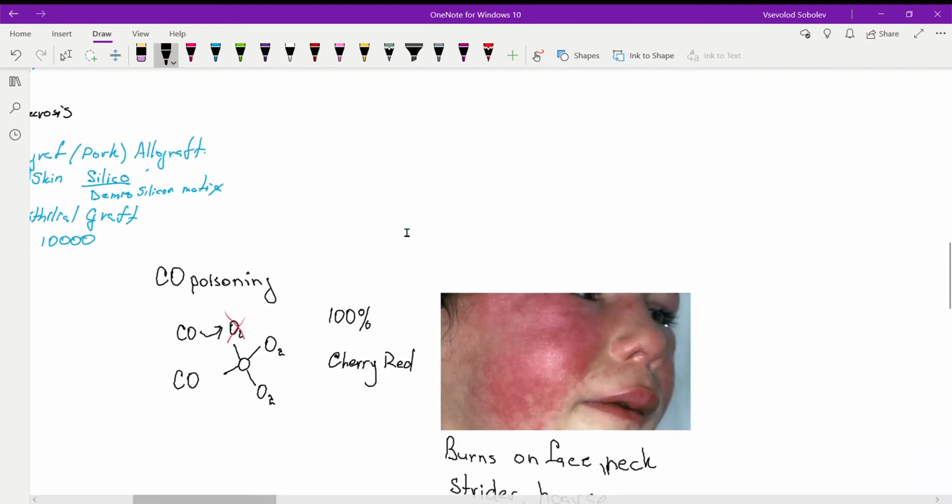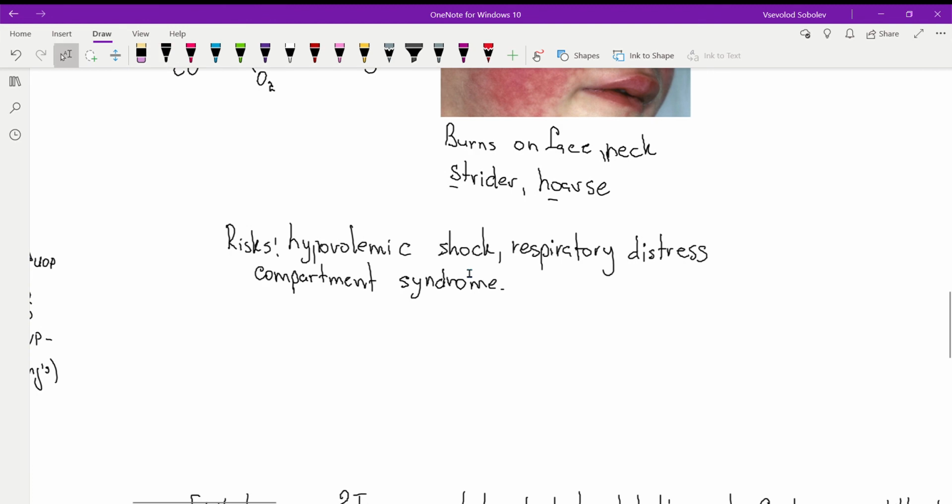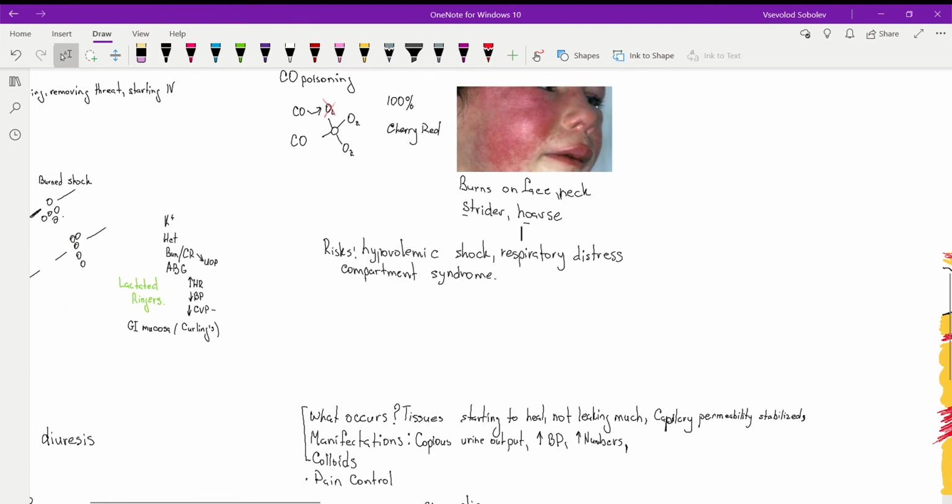So, burns to the face. Patient will have stridor, hoarseness, cherry red skin. This picture, by the way, was obtained from the OneNote. So, cardiac output. Carbon monoxide poisoning, and here the hemoglobin and carbon monoxide are pushing away the oxygen. So risks are hypovolemic shock, respiratory distress, and compartment syndrome.